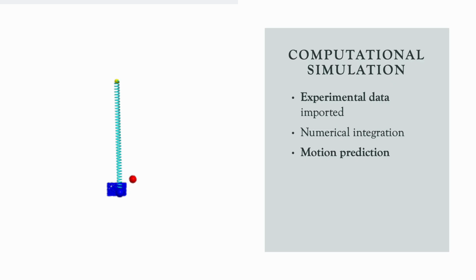Computational simulation. After importing the Tracker data, the VPython program simulated the motion using numerical integration. The blue object represents the computational prediction, while the red object represents the experimental Tracker data. At each small time step, the program calculates the force, updates the acceleration, velocity, and position, and then compares the predicted motion with the measured motion from the experiment.